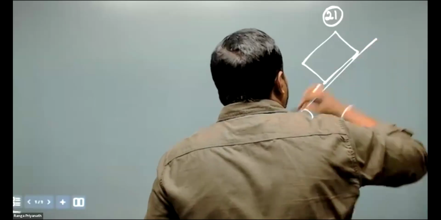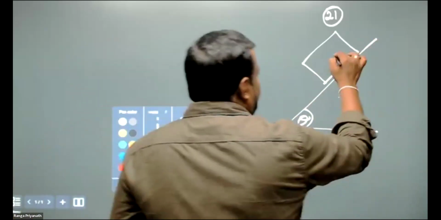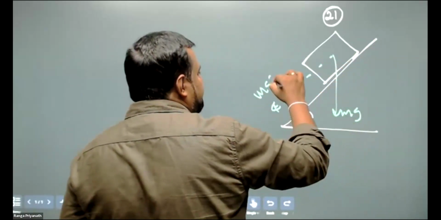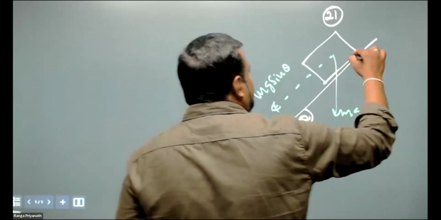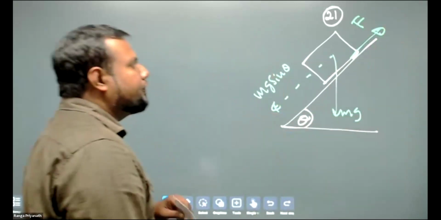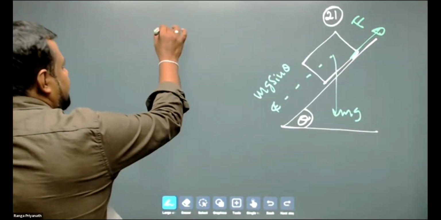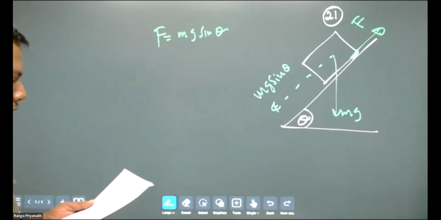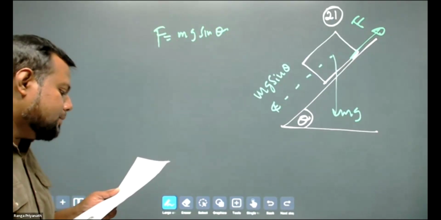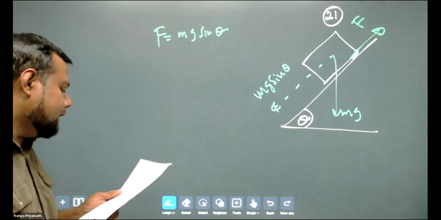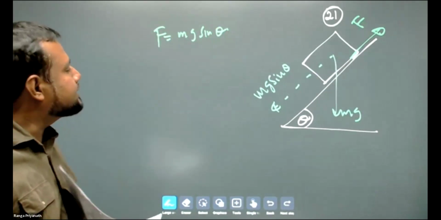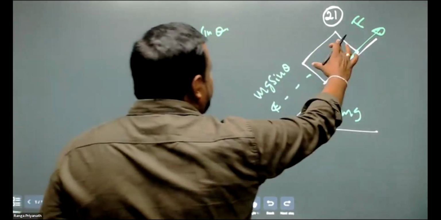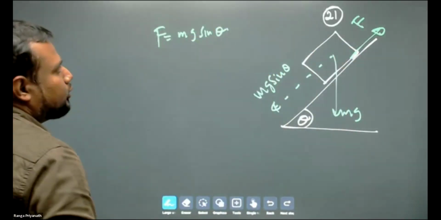This is the object that you place. This is mg. When you resolve towards the angle, we know that it is mg sine theta. So the friction would apply along this line. If the object is stationary, the frictional force is equal to mg sine theta.